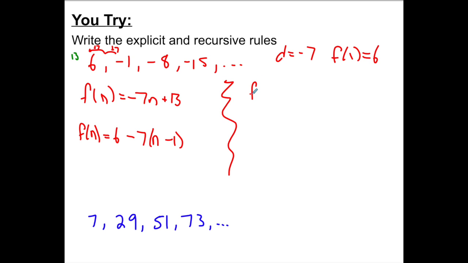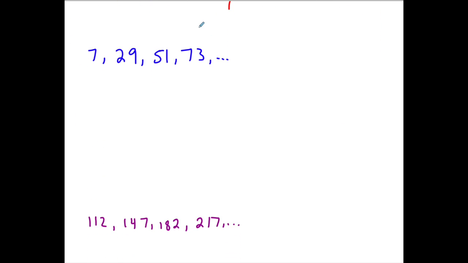Recursive rule, f of 1 equals 6, f of n equals f of n minus 1 minus 7. Okay. Moving on to the blue.